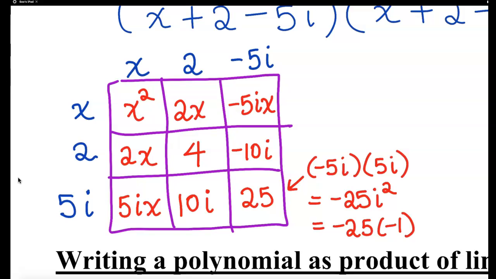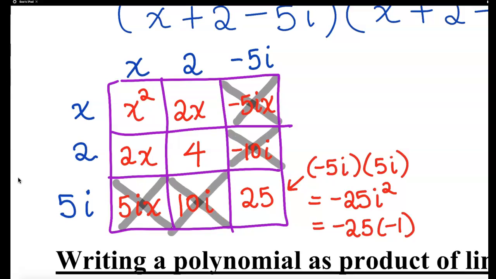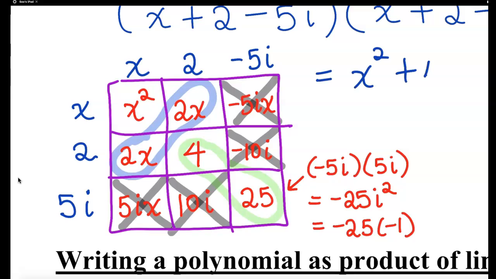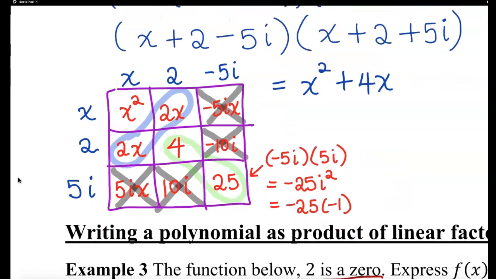I'm going to cross out some like terms or opposite terms. 5ix and -5ix are opposite, so those are gone. -10i and positive 10i are gone. Now I'm left with some like terms, okay? I see a like term at 2x and a 2x. They will add up to 4x because they're both positive. And if I add 4 plus 25, wouldn't I get 29? So this is the answer. I'll get x squared plus 4x plus 29.